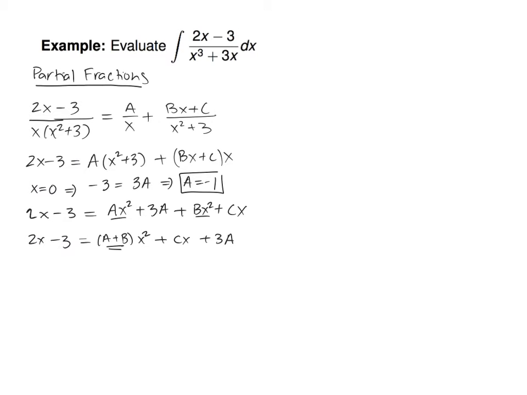Yeah, we can. I'm not going to do that quite yet, but you could input a. Does it make sense that a plus b has to equal 0? Yeah, because there's no x squared on the left side, so the coefficient of x squared had to be 0. Since we know a is negative 1, therefore b is equal to 1. Positive 1, exactly. And c is super easy. What does c have to equal? 2. And we could have also said, negative 3 equals 3a, and therefore a is negative 1, but we already have that information, right?